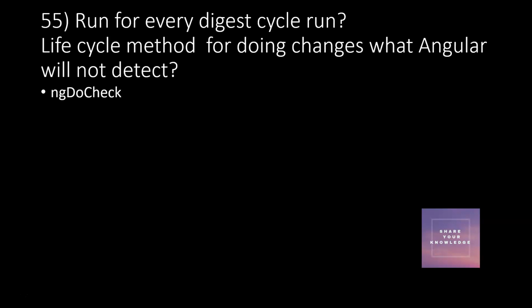So in that case, you can use this lifecycle hook to manually set the value. Maybe take the value from the view and change it in the class. You can do that change manually. You can manually set the value whenever you feel that the digest cycle has run.